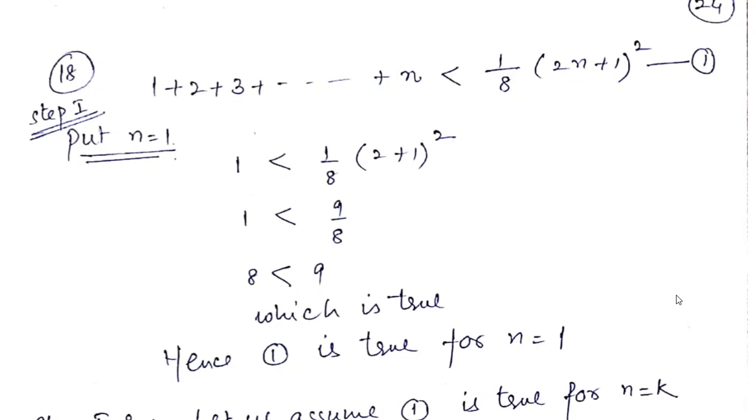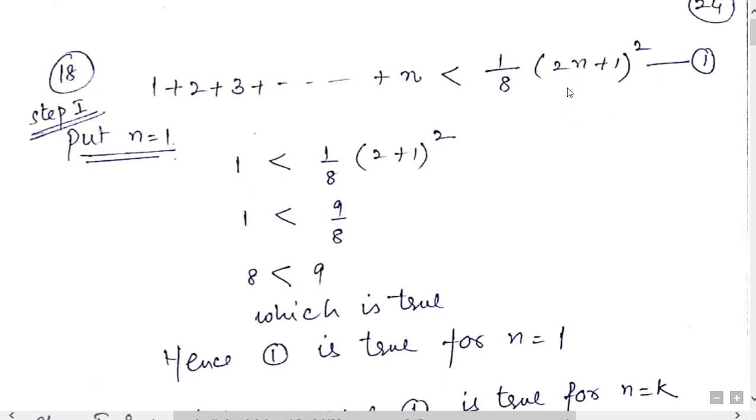Hello students, let us start from question number 18 of Principle of Mathematical Induction, exercise 4.1. This question is a little bit different from the previous one, and from this question onward all the questions are different than the previous ones. The statement is 1 plus 2 plus 3 up to so on n is less than 1 over 8 (2n plus 1) whole square.